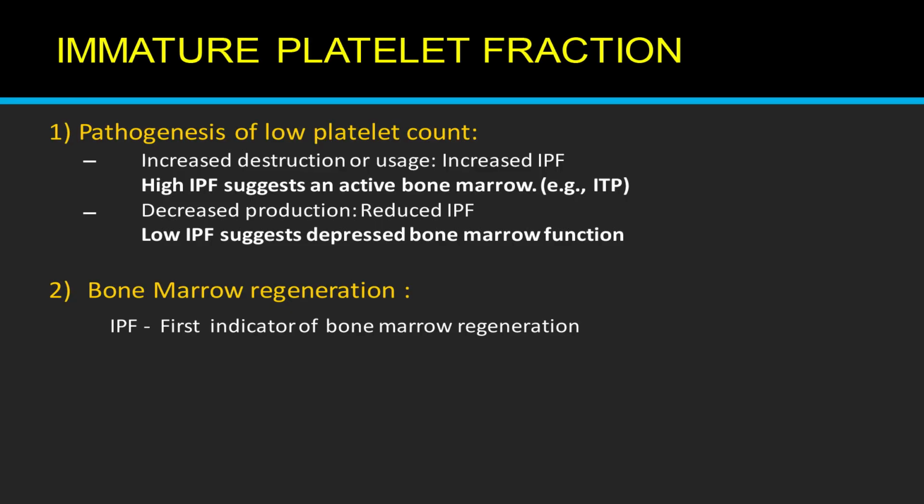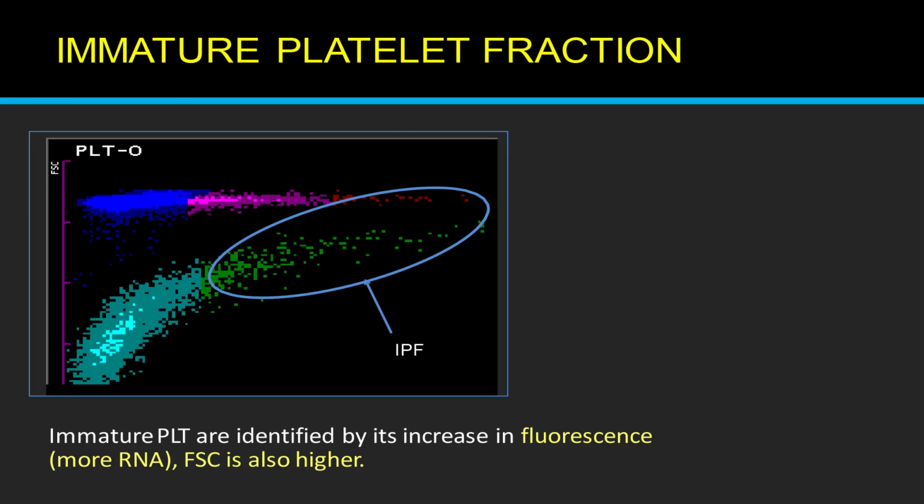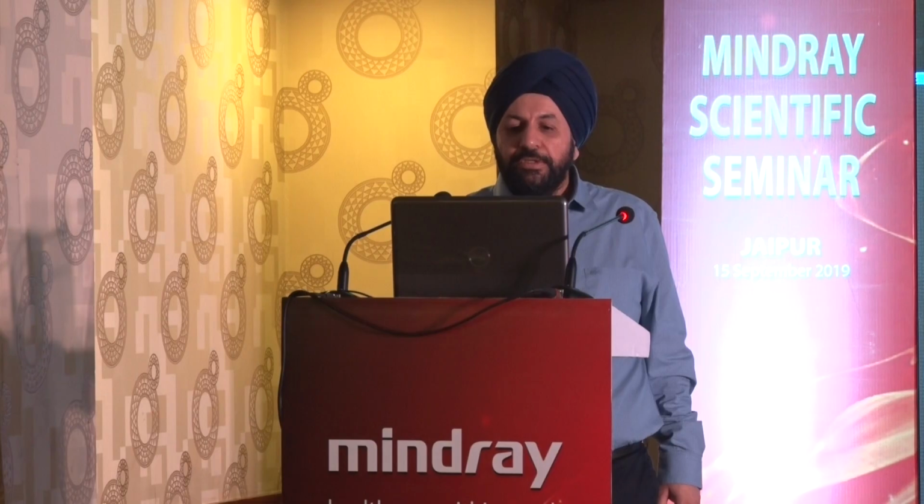So IPF is basically useful in conditions where there is peripheral platelet destruction like ITP, like dengue, like TTP. Also, it is very useful for recovery of bone marrow post-transplant. It is the first indicator of bone marrow regeneration. So IPF can differentiate aplastic or hypoplastic anemia from ITP and is also a prognostic marker of platelet recovery in dengue, in ITP, as well as in bone marrow regeneration. So this is the scatter plot that I just showed you.